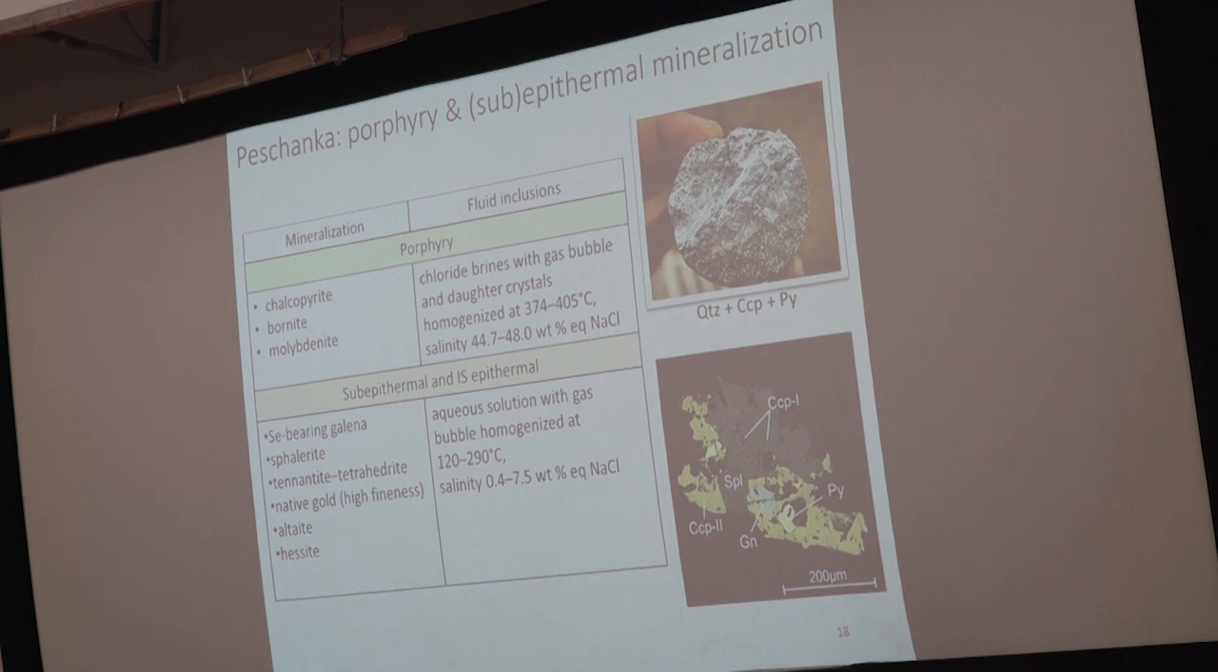Prevalent disseminated porphyry mineralization consists of pyrite, chalcopyrite, bornite, and molybdenite. Subepithermal mineralization is presented here with late gold-bearing galena, sphalerite, fluorite, and calcite veins. Besides, we found apatite and hessite here, which are believed to be the remains of the intermediate sulfidation stage. This type has been developed sporadically at Peschanka.